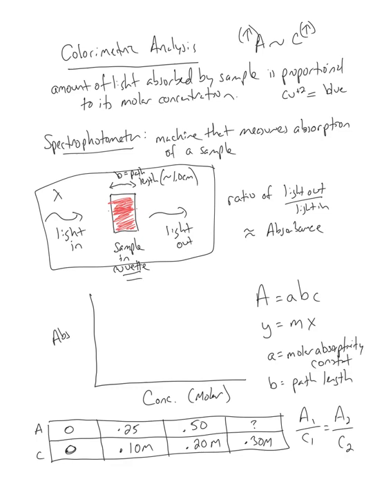Okay, now usually the path length is about a centimeter. Most cuvettes are about a centimeter in length, but again, that'll be told to you in the problem. So light comes in and light comes out. Now, this sample is red in color. Would I want to send red light into the sample?